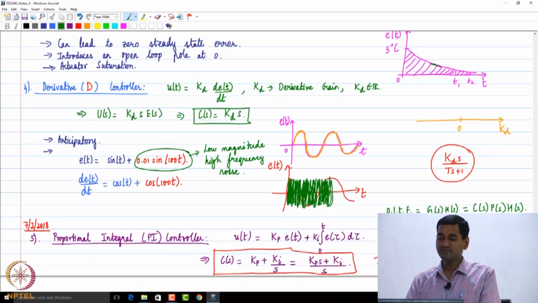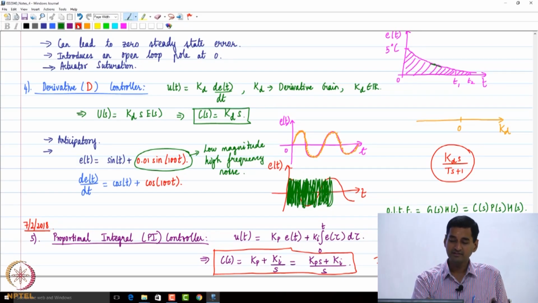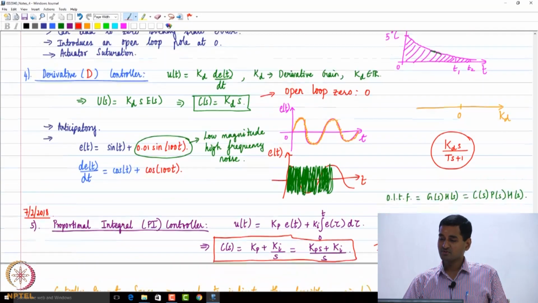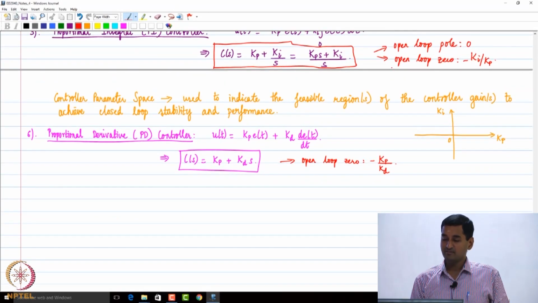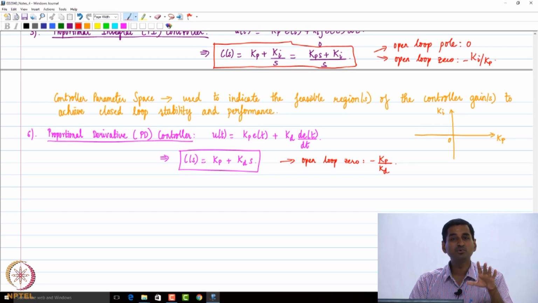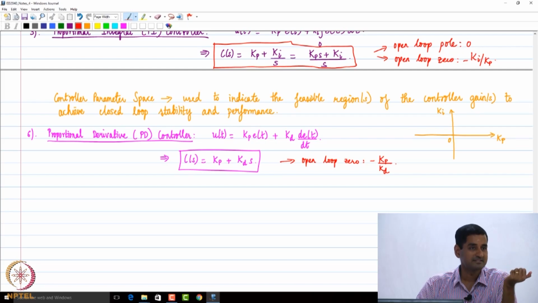In the case of a pure derivative control, please note that we are introducing an open loop 0 at 0. In the case of integral control, we are introducing an open loop pole at 0. In proportional control, we are not introducing any open loop pole or open loop 0. So in the case of proportional plus derivative control, we introduce an open loop 0 at minus Kp by Kd. If I want to plot the controller parameter space, it will be a 2D plot with Kp and Kd being the two axes. That's what will happen with PD control.